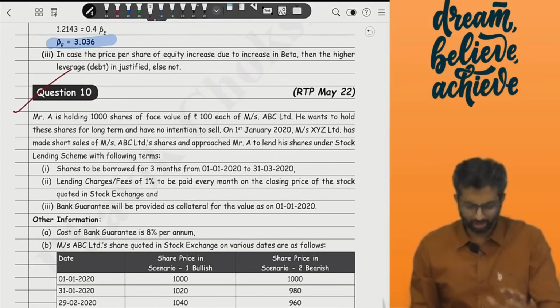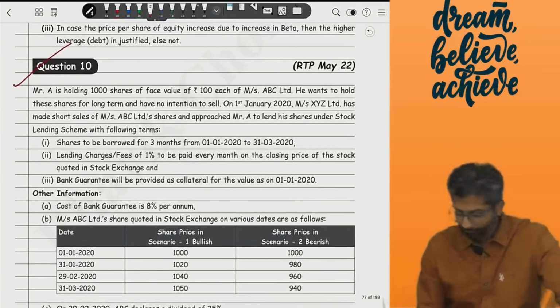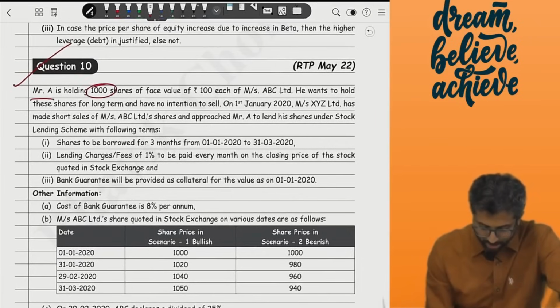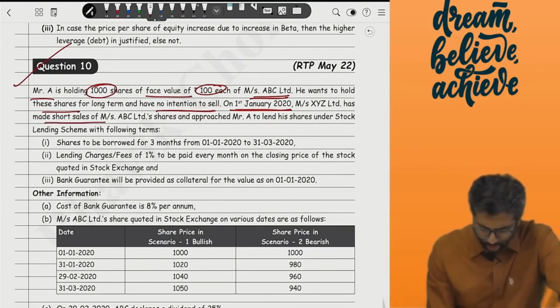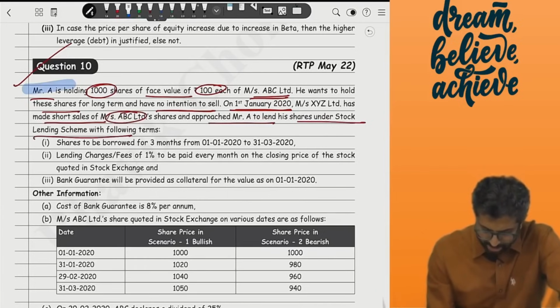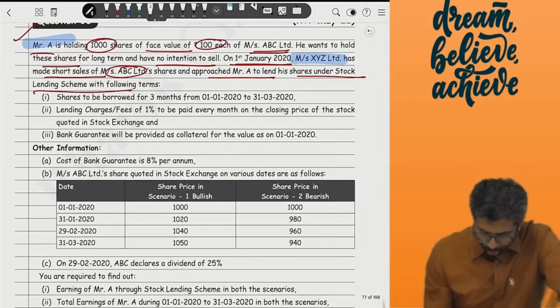Okay, let us review that and apply those numbers over here. So Mr. A is holding 1000 shares of ABC with a face value of 100 each. He wants to hold these shares for the long term and has no intention to sell them. On 1st January, XYZ has made short sales of ABC shares and approached Mr. A to lend his shares under the stock lending scheme. So who is the true owner? Mr. A. Who is the short seller? XYZ. Shares are to be borrowed for 3 months from 1st January to 31st March.